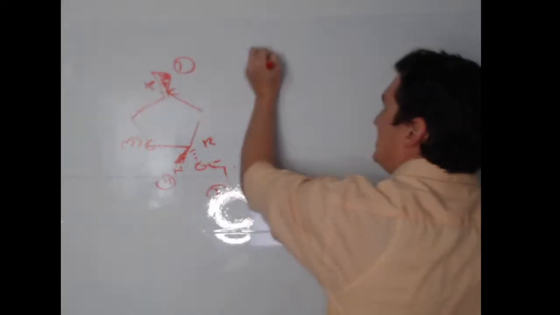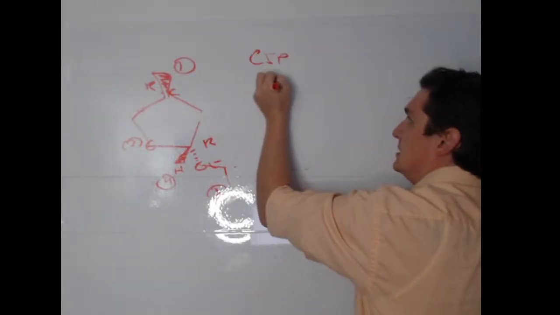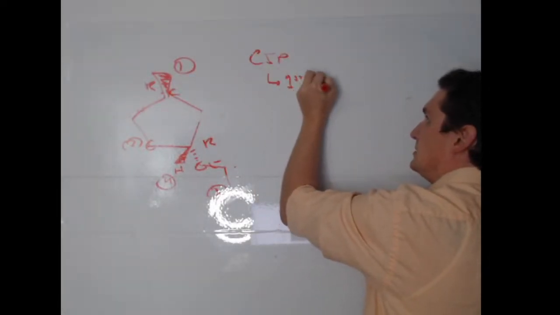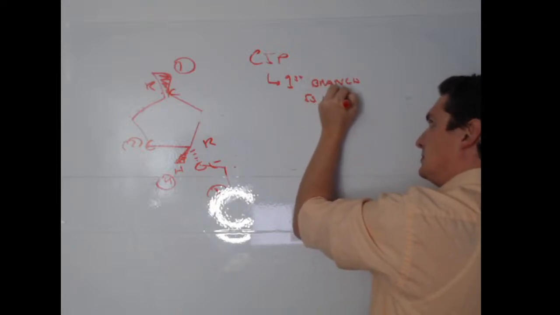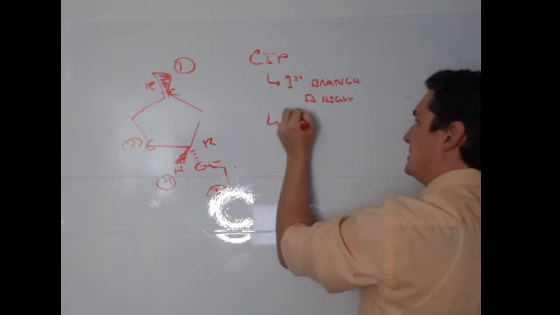For CIP, there is a consequence of alkanes. The first to branch is higher. The first to terminate is lower.